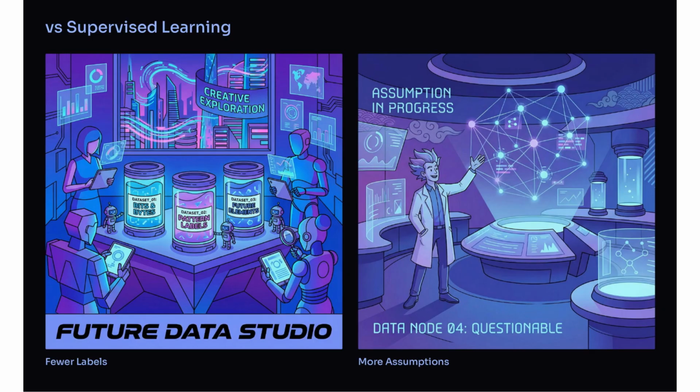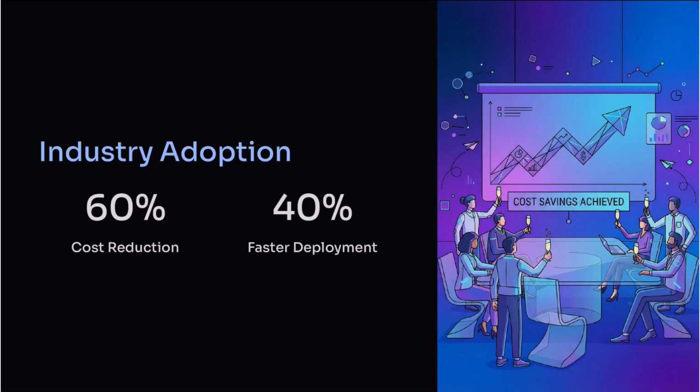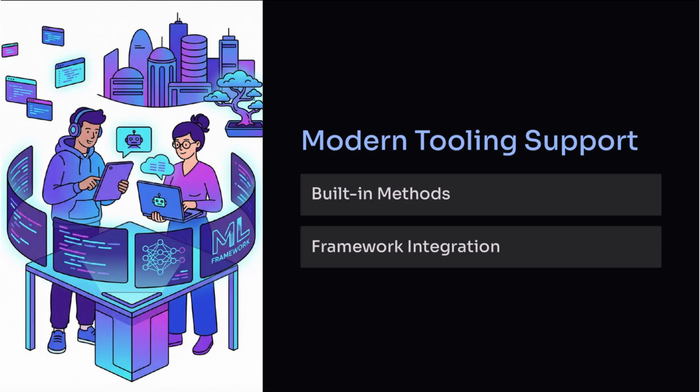Industry adoption reflects cost constraints and data realities. Human oversight remains important to correct drift and errors. Modern frameworks increasingly support semi-supervised techniques. Large-scale models rely heavily on pre-training, a semi-supervised strategy. Semi-supervised learning plays a central role in modern foundation models.